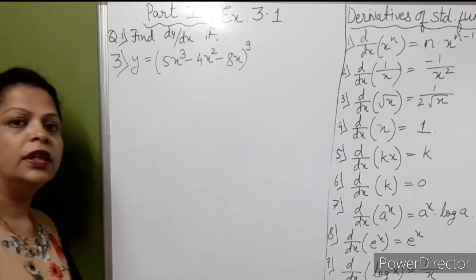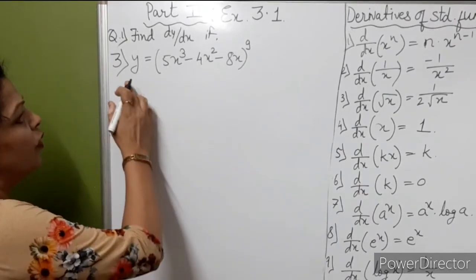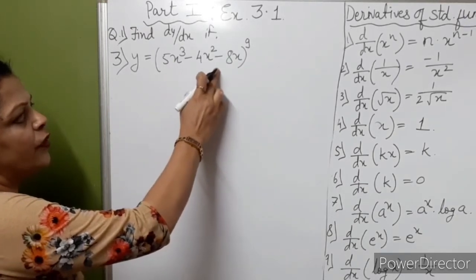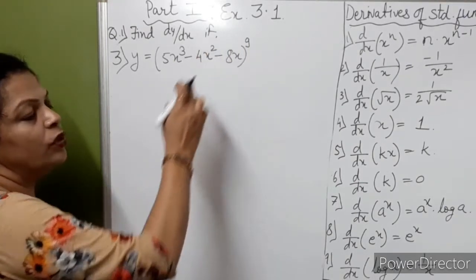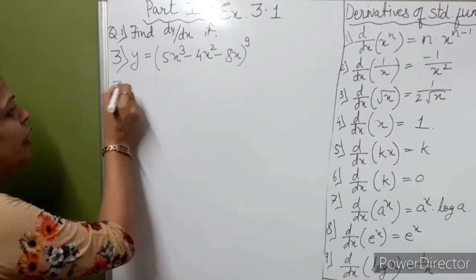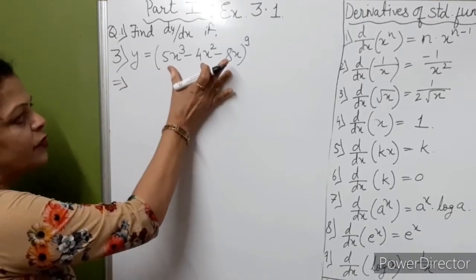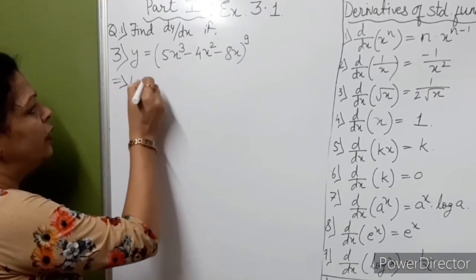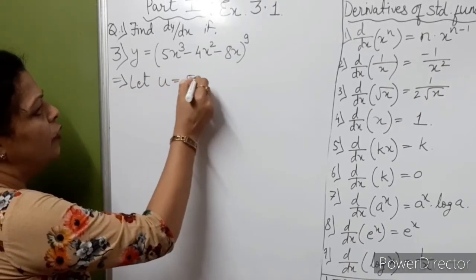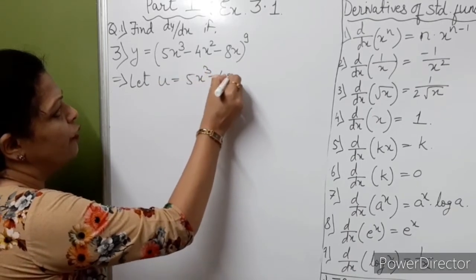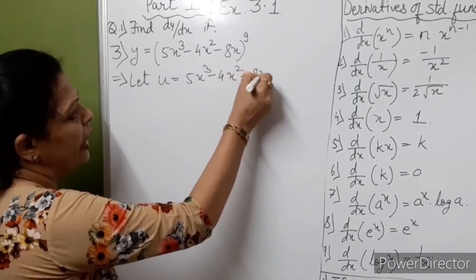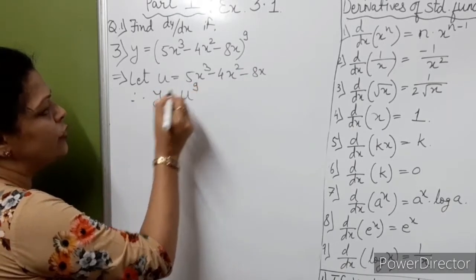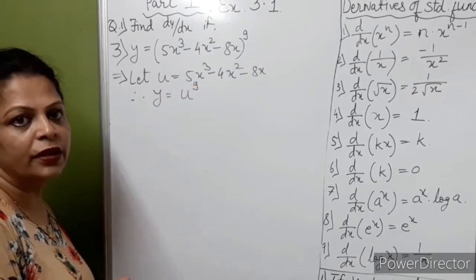Understood? So the third sum, y is equal to, in the bracket, 5x cube minus 4x square minus 8x, raised to 9. So what we will do is assume this inside term to be equal to u. So let u is equal to 5x cube minus 4x square minus 8x, and therefore your y is equal to u raised to 9. Very simple function, isn't it?